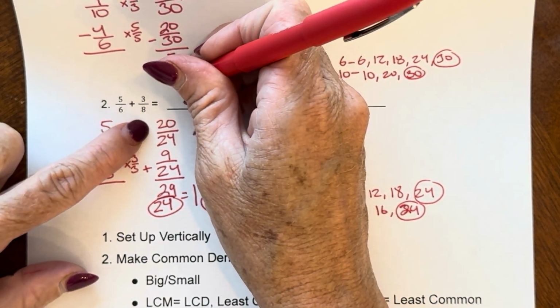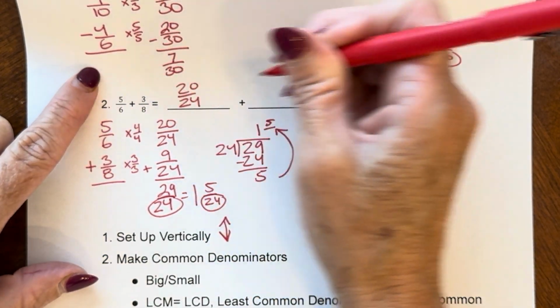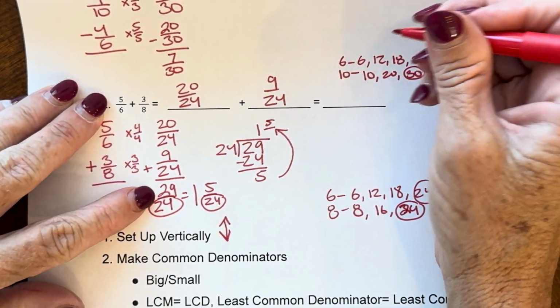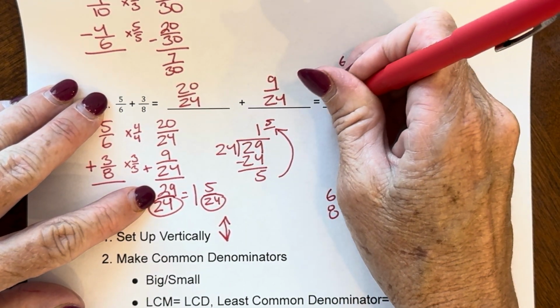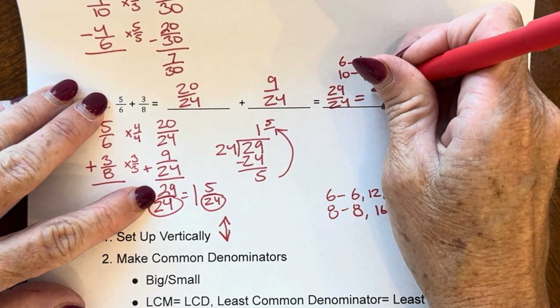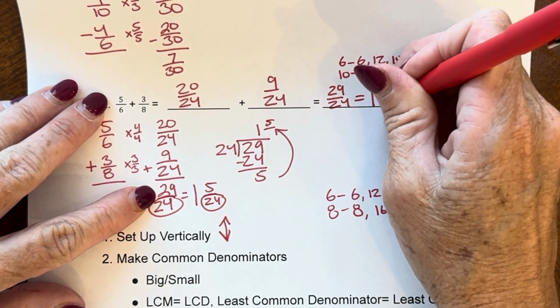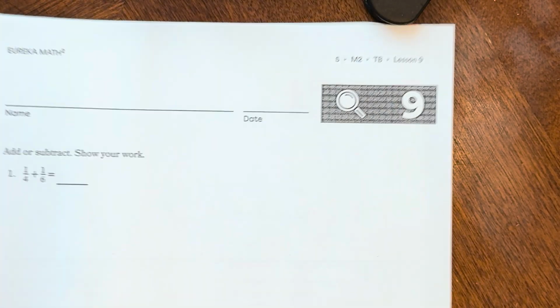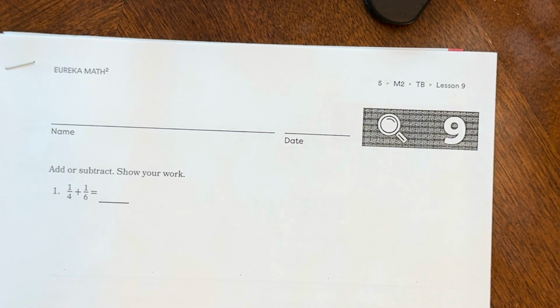So 5/6 was 20/24, plus 3/8 was 9/24, and my answer was 29/24, which is equivalent to 1 and 5/24. Okay, ladies and gentlemen, let's try some of these together. So here is our page.